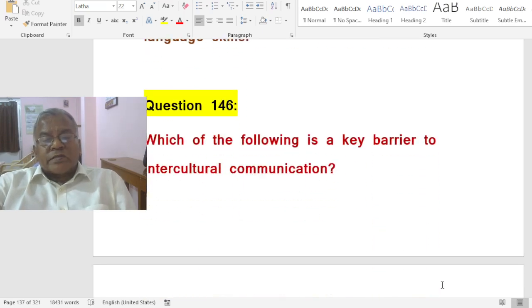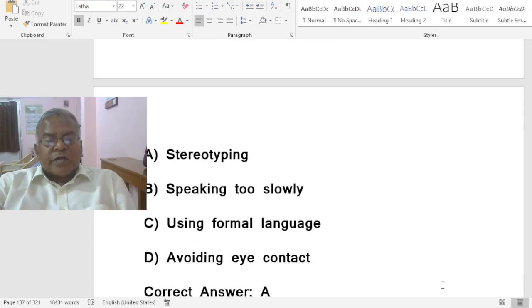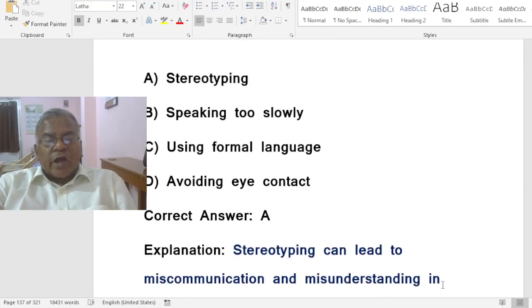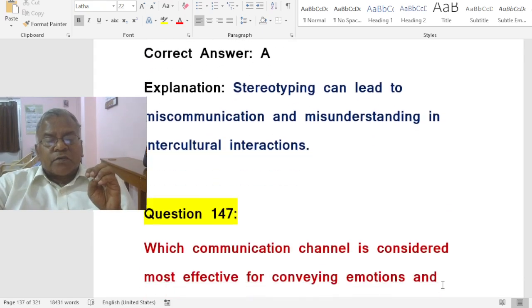Which of the following is a key barrier, obstacle to intercultural communication? A. Stereotyping. B. Speaking too slowly. C. Using formal language. D. Avoiding eye contact. That is A. Stereotyping can lead to miscommunication and misunderstanding in intercultural interactions.